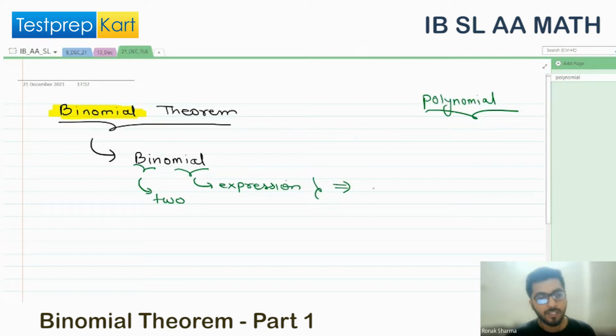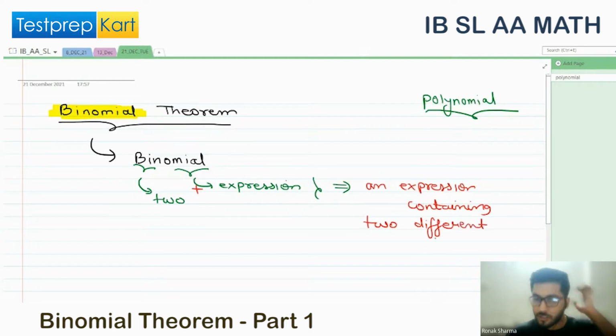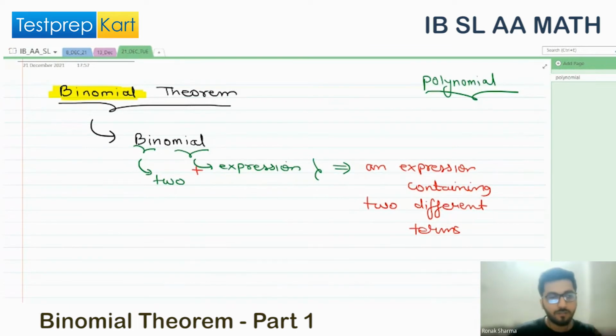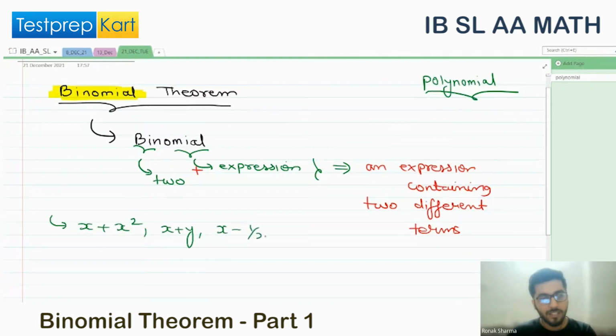Or simply, I'm telling you the combined thing, an expression containing two different terms, not variables, two different terms. That means those two terms should be different from each other. So we can create an infinite number of expressions. Let's say if I say x plus x square, these are definitely two different terms in one expression, so it is a binomial. If I give you x plus y, it is also a binomial. x minus 1 by x is again a binomial.